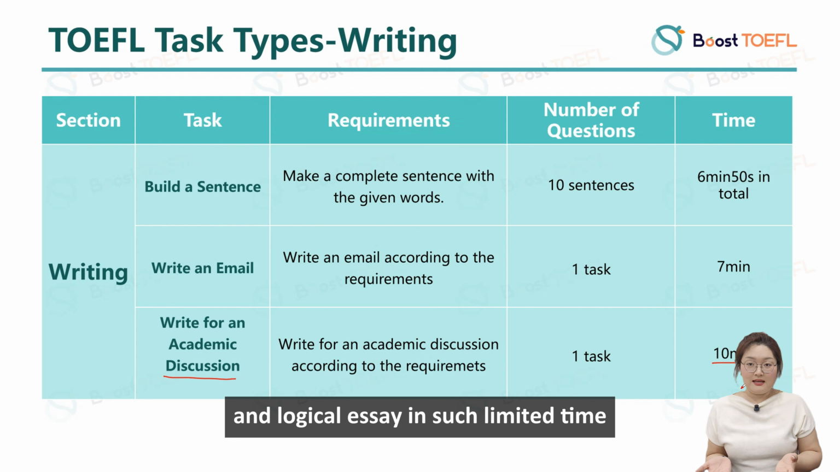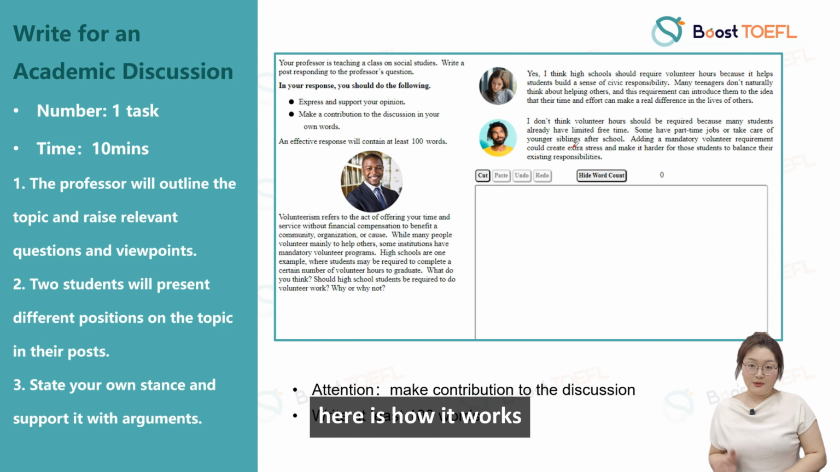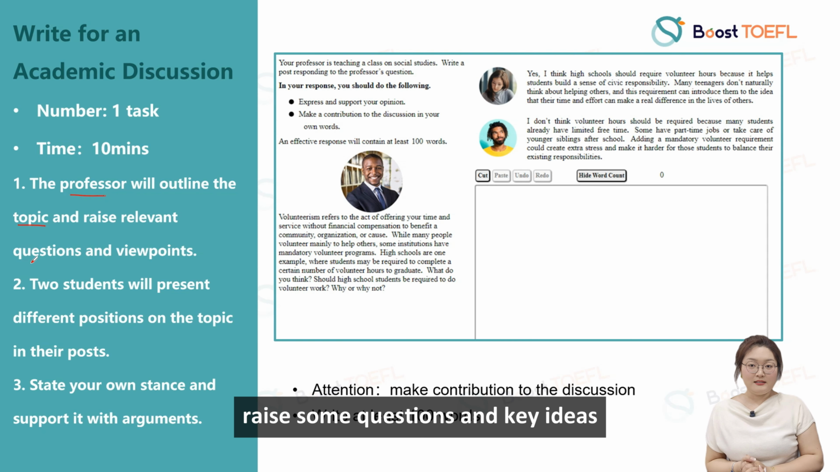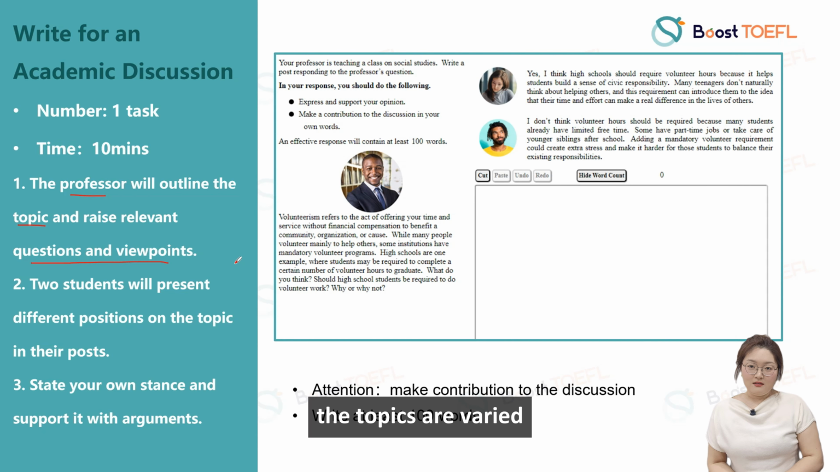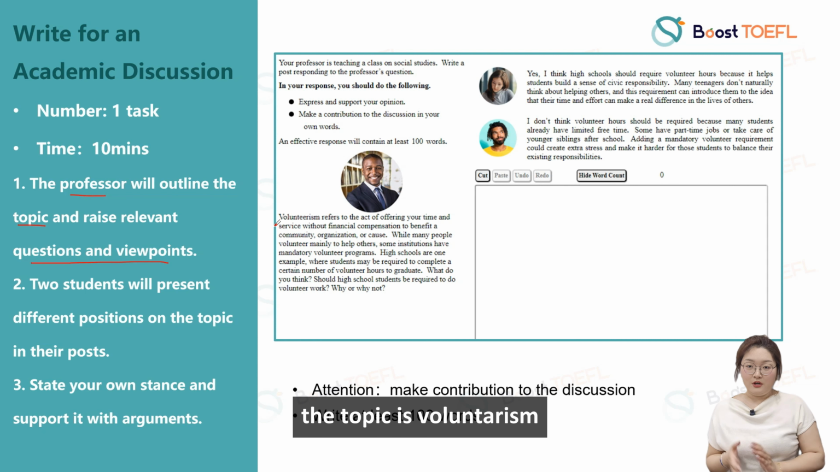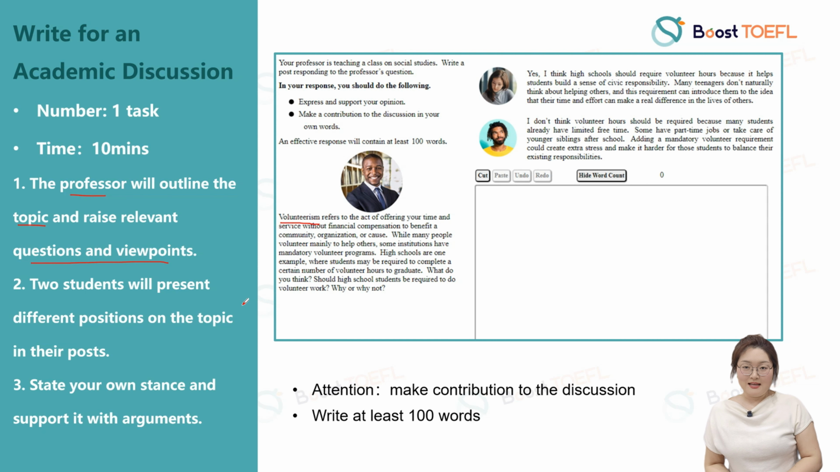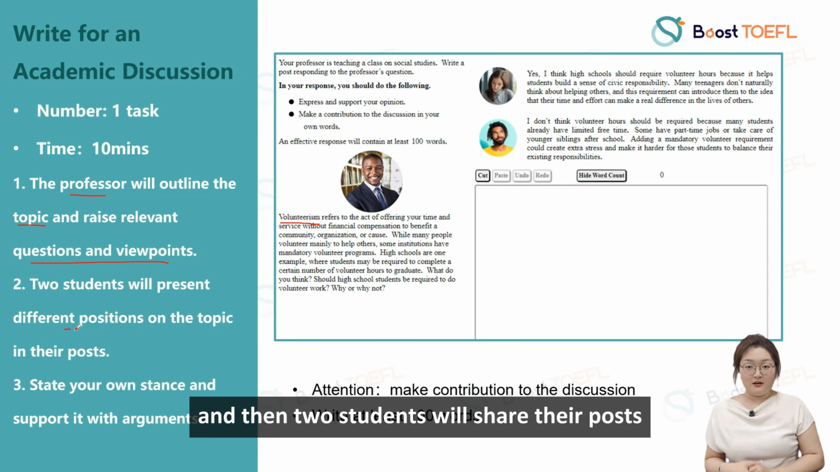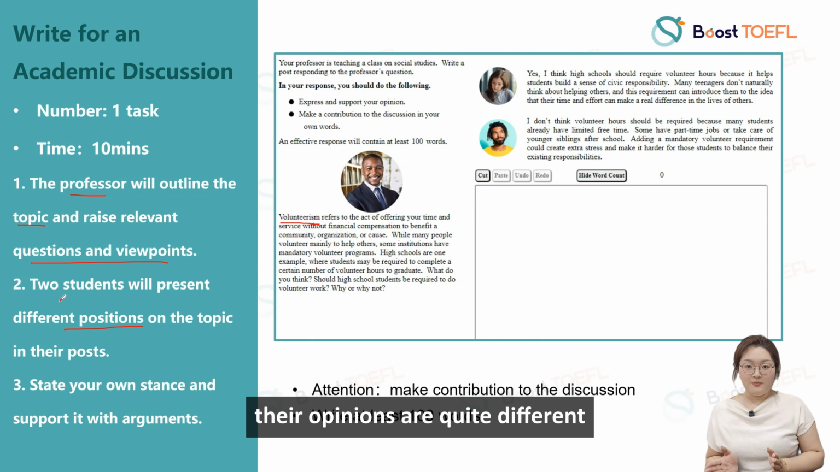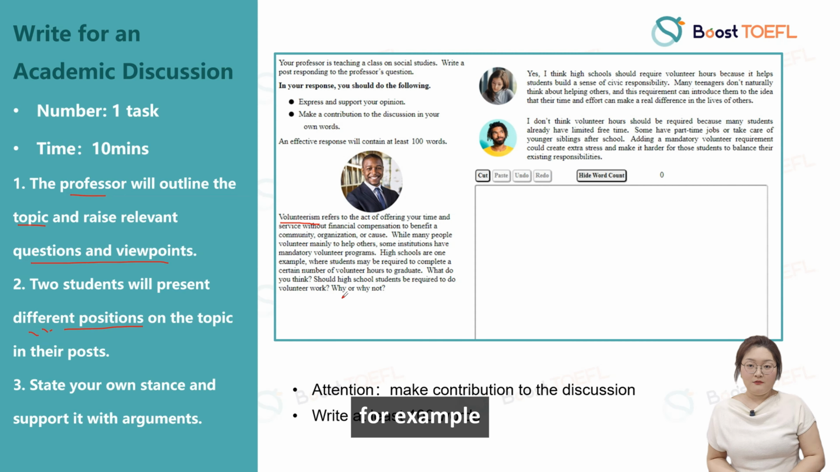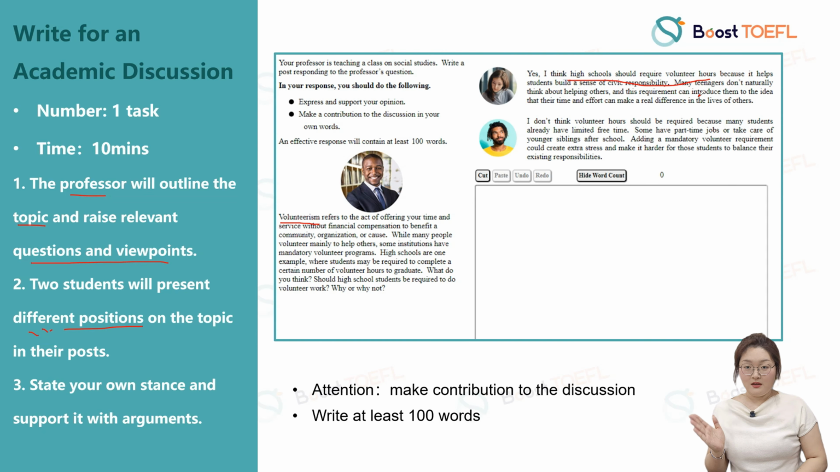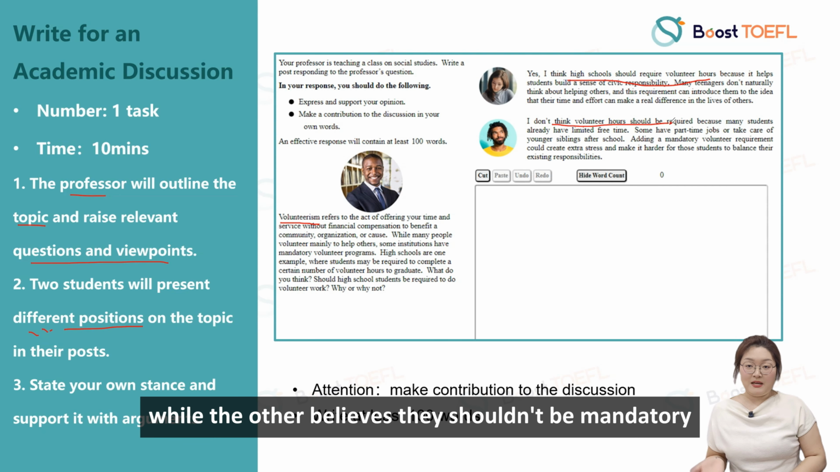Okay, let's get a closer look at this task. Here is how it works. First, the professor will introduce the topic and raise some questions and key ideas. The topics are varied, but they're highly academic. Like here, the topic is volunteerism. And then 2 students will share their posts, expressing their opinions on the topic, and usually their opinions are quite different. For example, here, one thinks schools should require volunteer hours, while the other believes they shouldn't be mandatory.